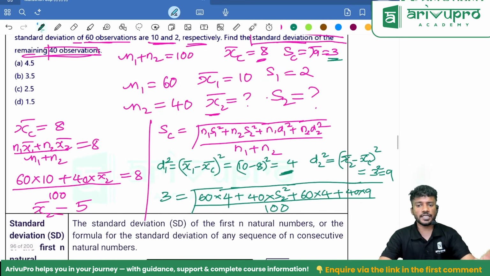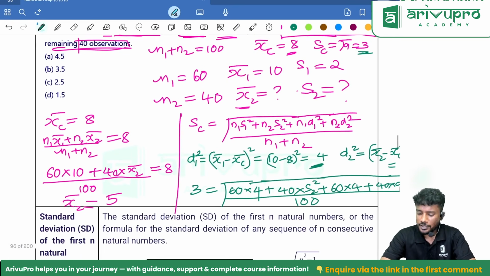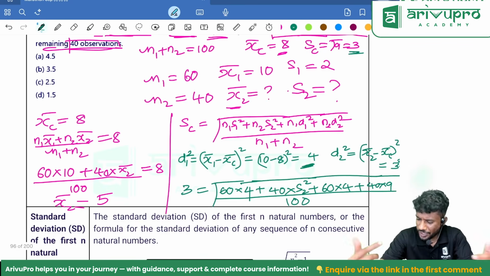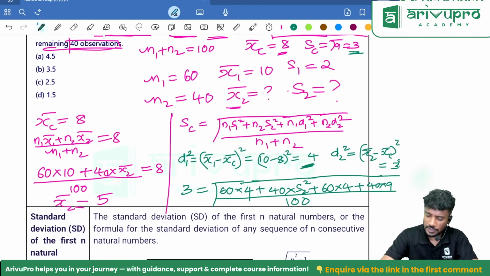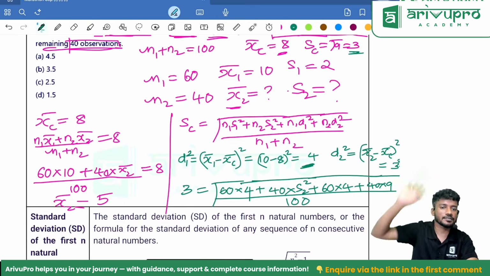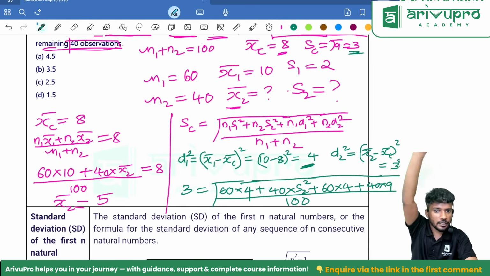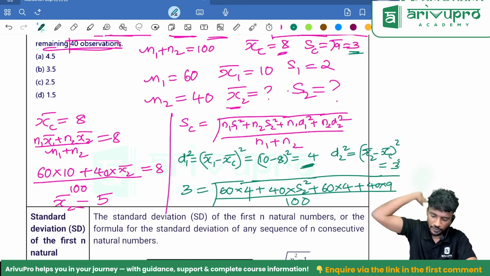So square both sides, or you can option hit. Both options are there. But square both sides and rearrange. You will get the answer. If you didn't get the proper answer, you will go for the nearest answer. Okay? Are you getting it, ma'am? Over there? Yes. Perfect.